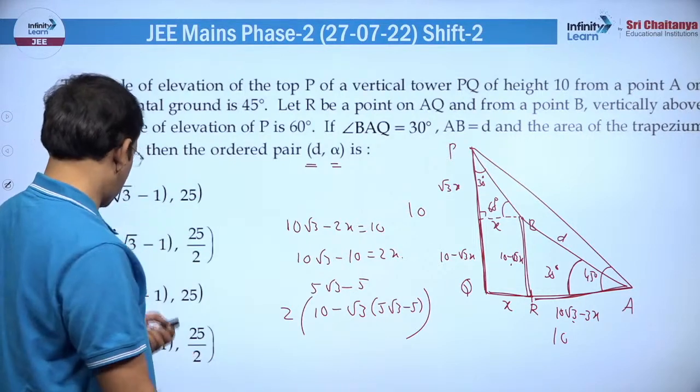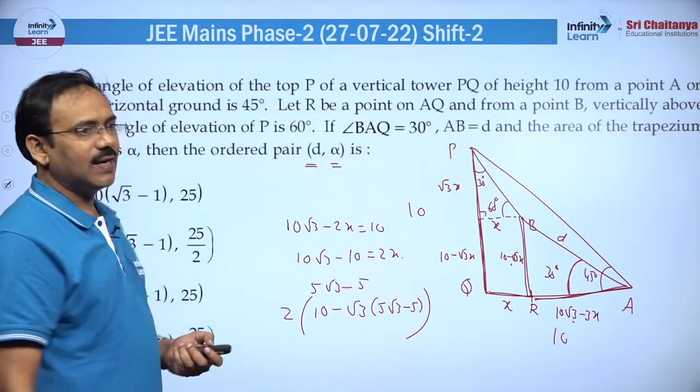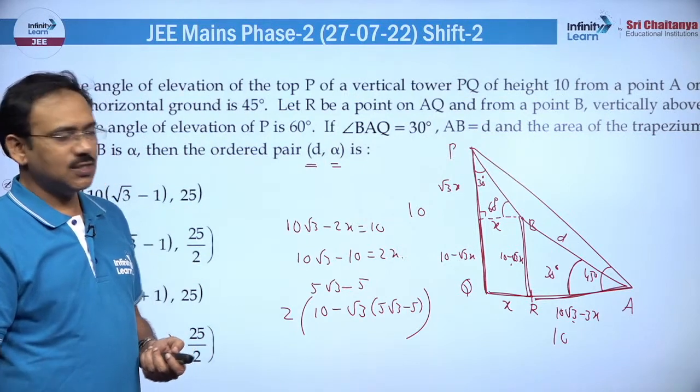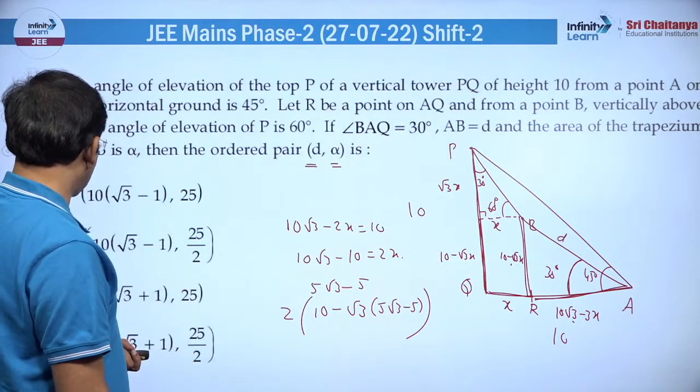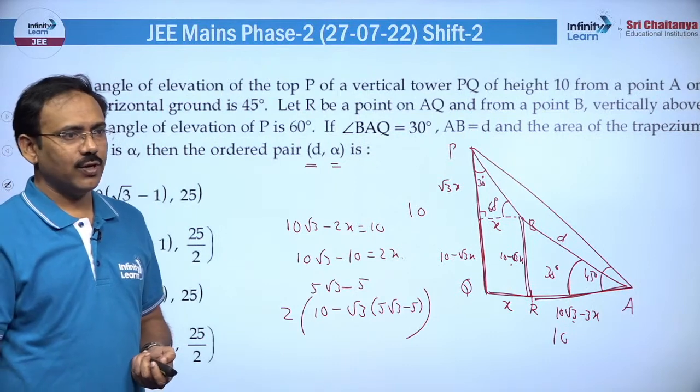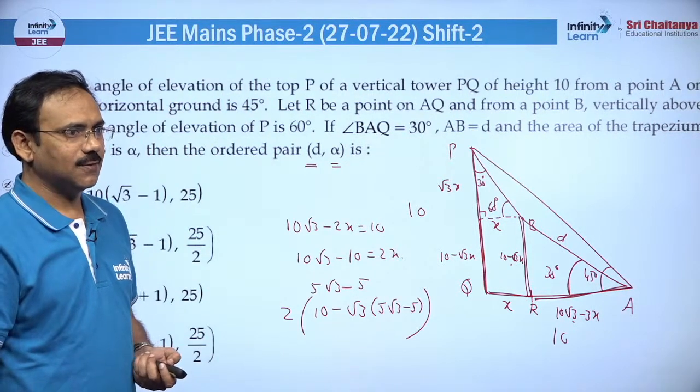That's all, right? So from this you will get the answer of this question. This is going to be 25. This is 10 into root 3 minus 1 you are going to get, my dear friends. That is the answer. Okay.